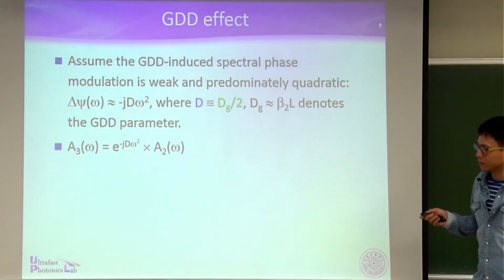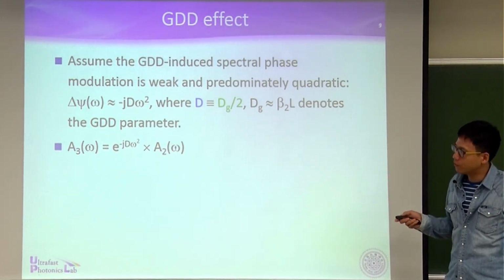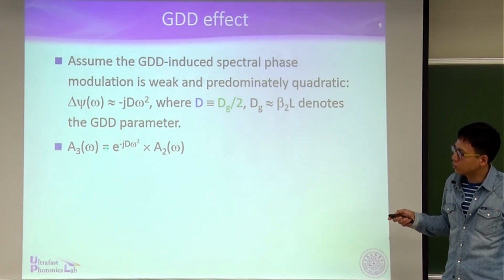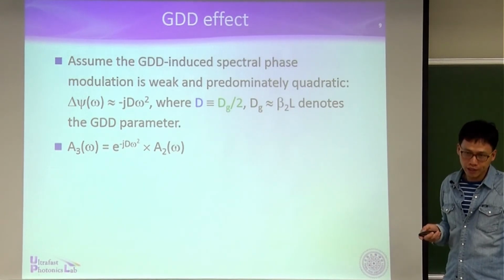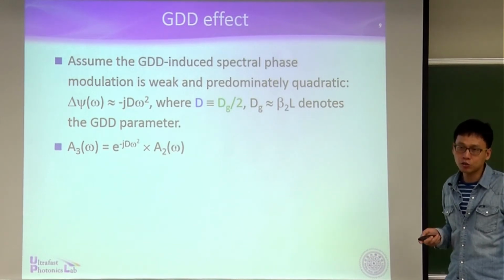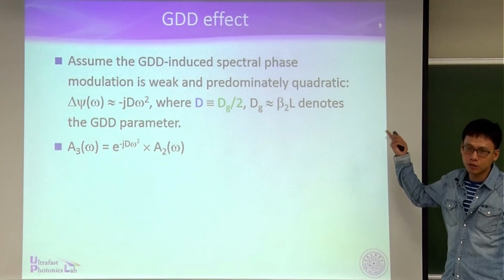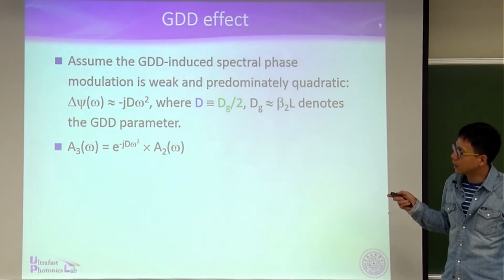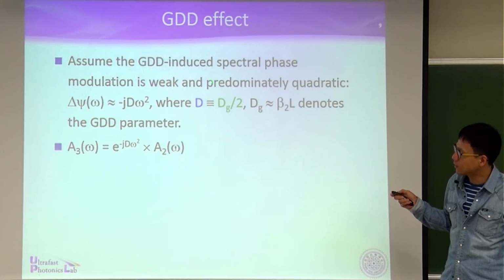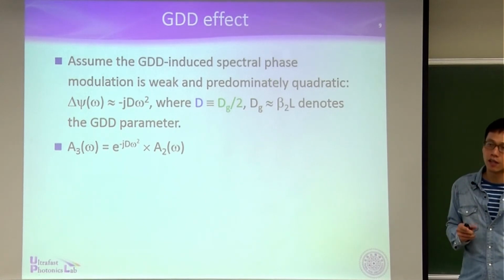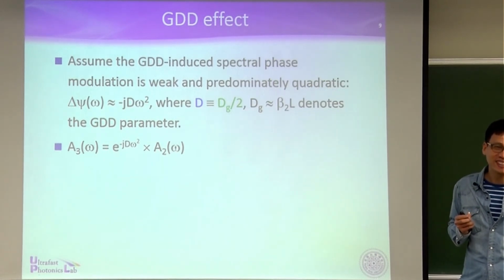So how about the modeling? Due to the GDD effect, the output spectrum, big AC, is equal to e to the minus j D omega squared, quadratic spectral phase modulation, times A2, big A2, the output of the previous step. Okay. So this term actually comes from the second assumption. My phase modulation, I basically only consider the second-order phase, and I don't consider higher orders. Okay.